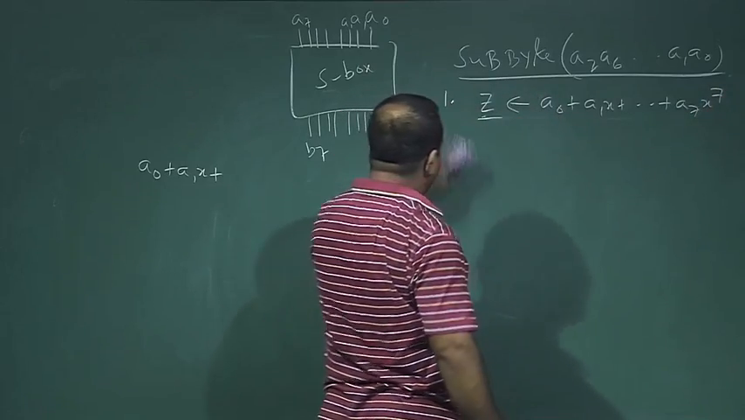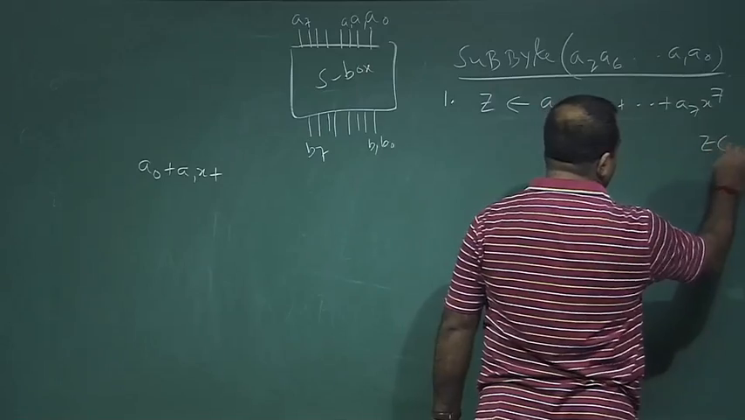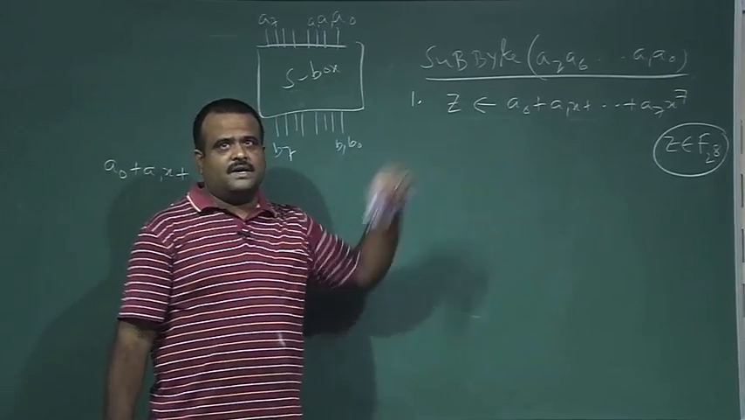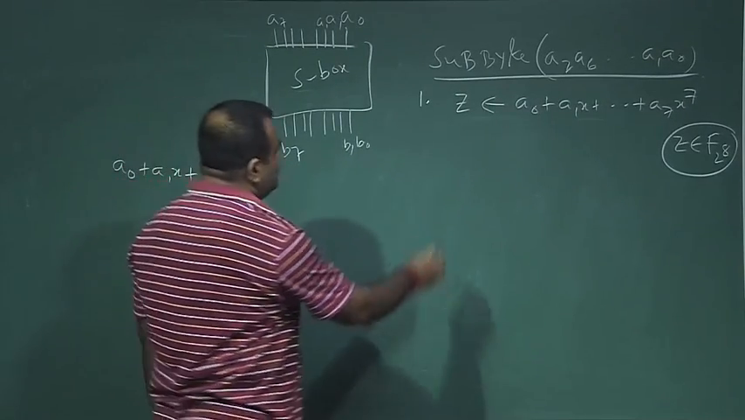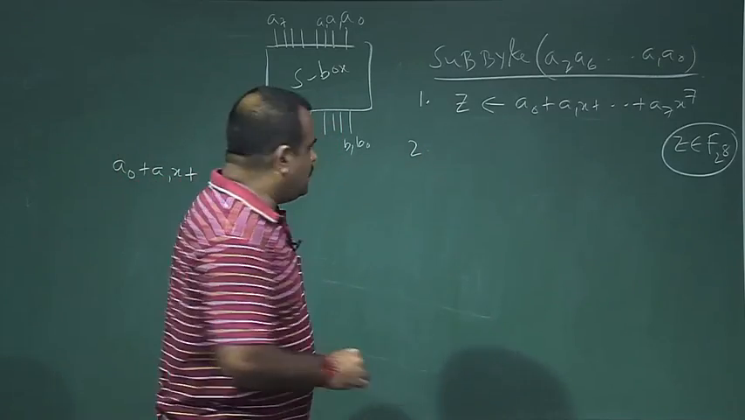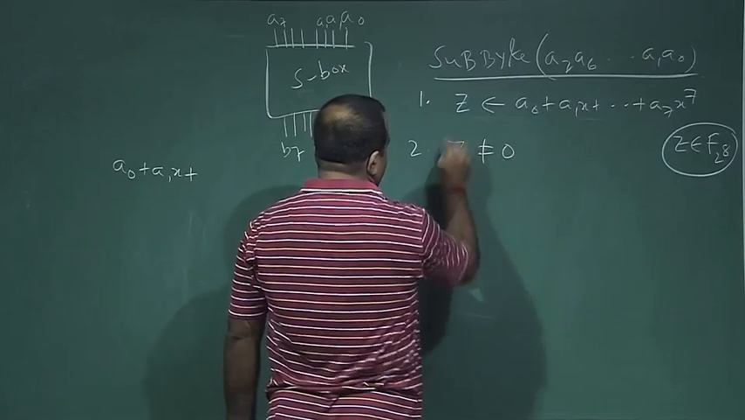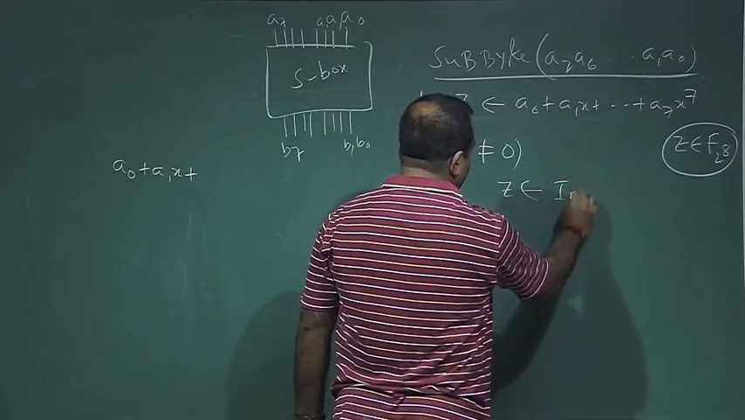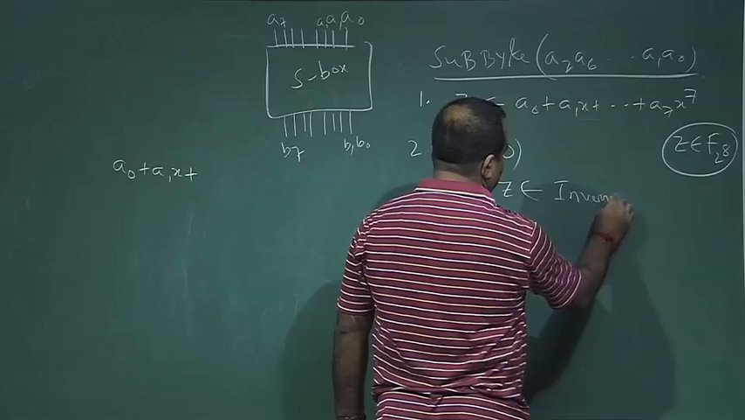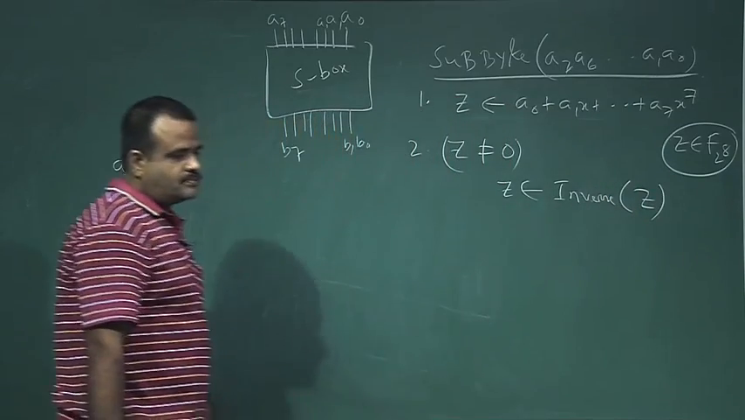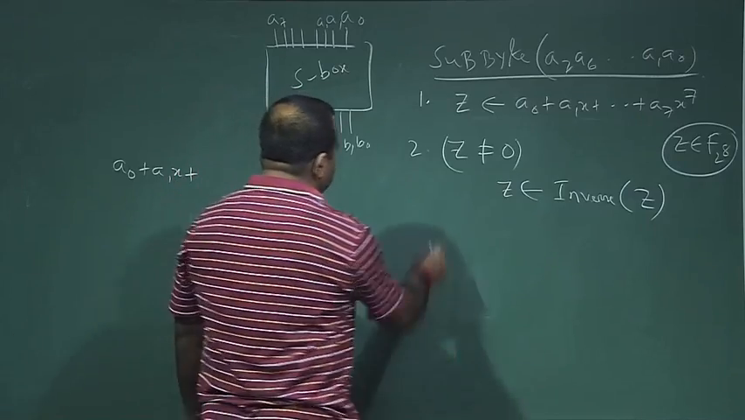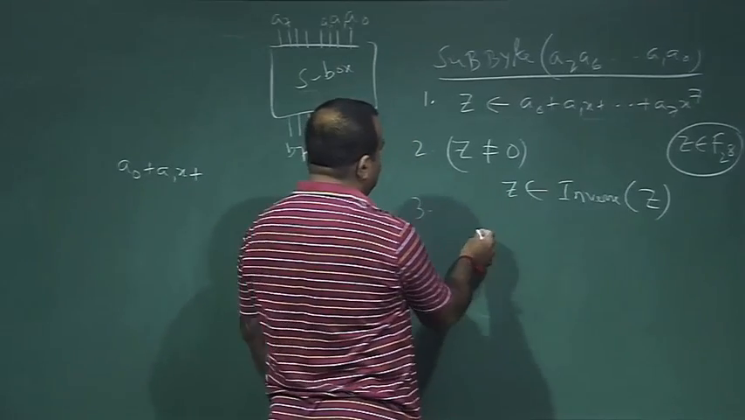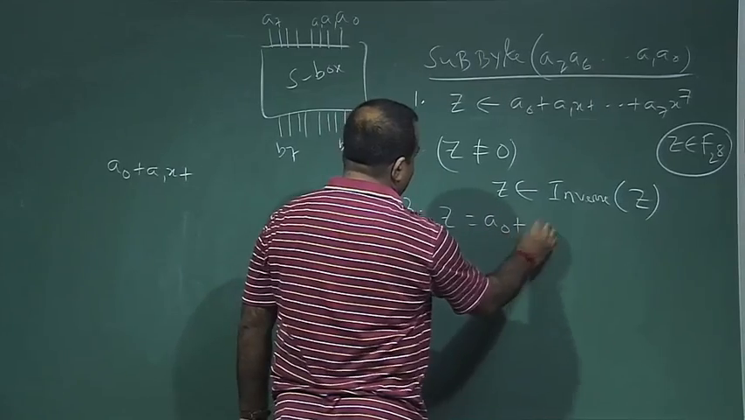So this is a field element Z, which belongs to F 2 to the power 8. Now this is a finite field, so Z has an inverse, provided Z is not 0. We store that inverse of Z. Then we again store this inverse into this, again a field element, and we convert it back into something like A0 plus A1x and so on.